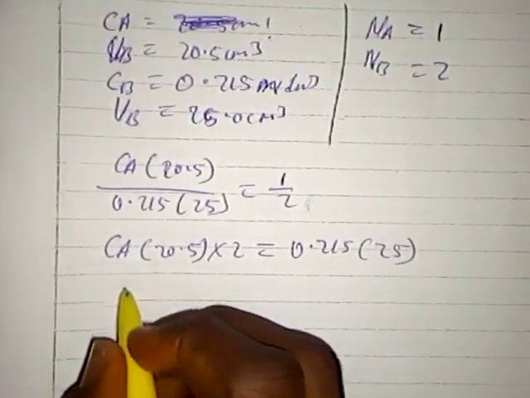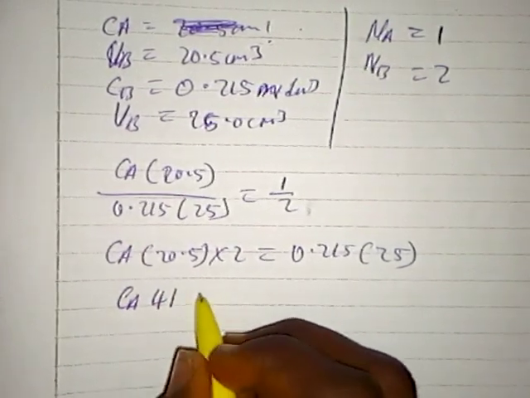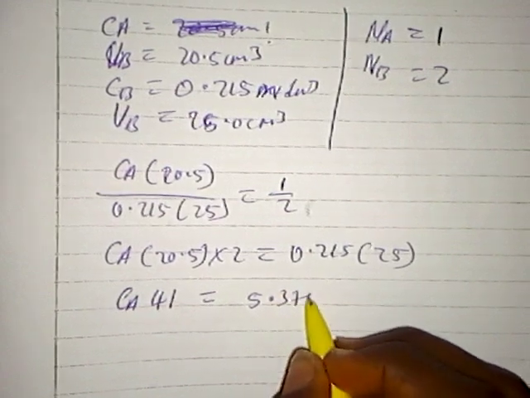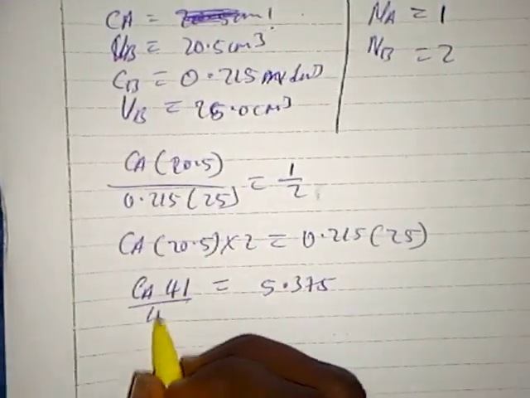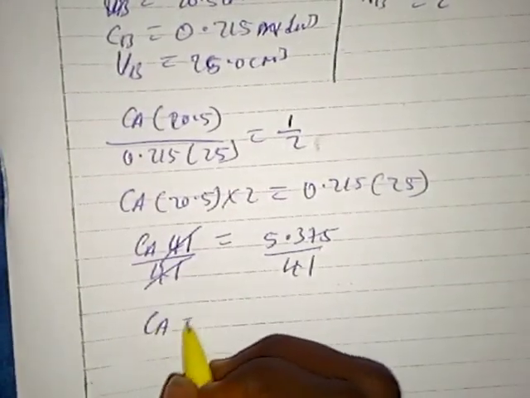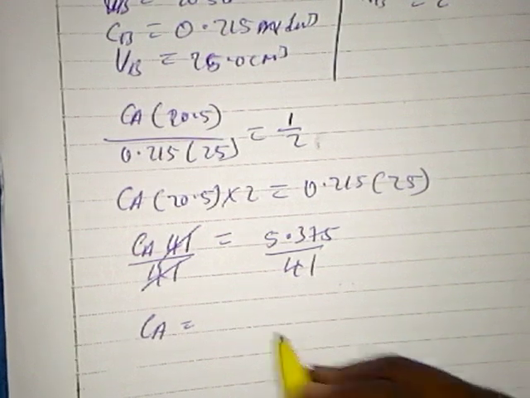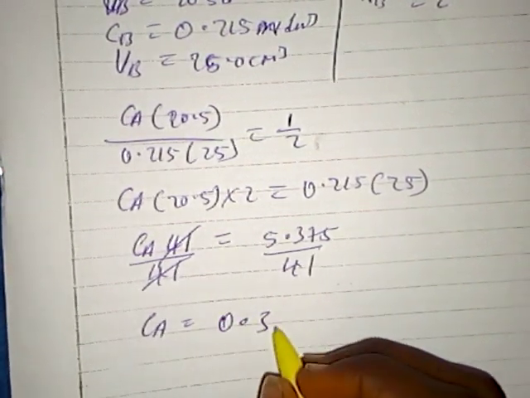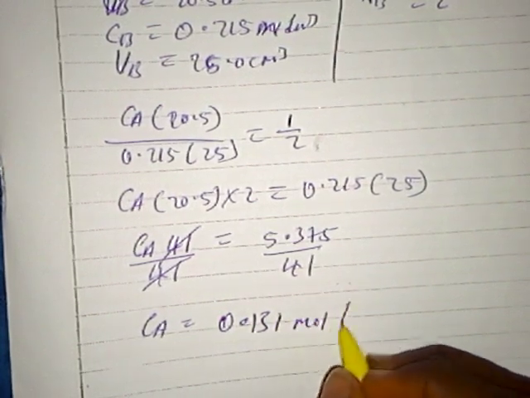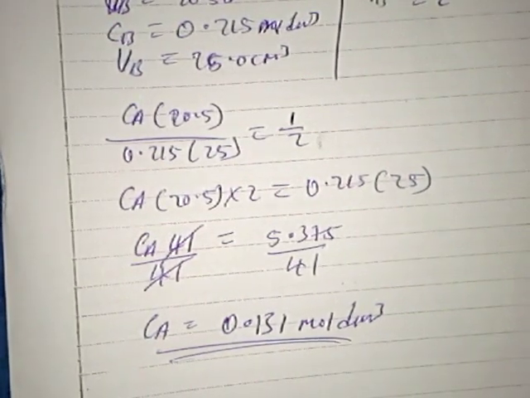Now if we multiply here, we are going to have the concentration of the acid times 41 equals 5.375. Now we divide both sides by 41. This cancels this. So the concentration of the acid becomes 0.131 mole per dm cube. You see it? I hope it's clear and understandable.